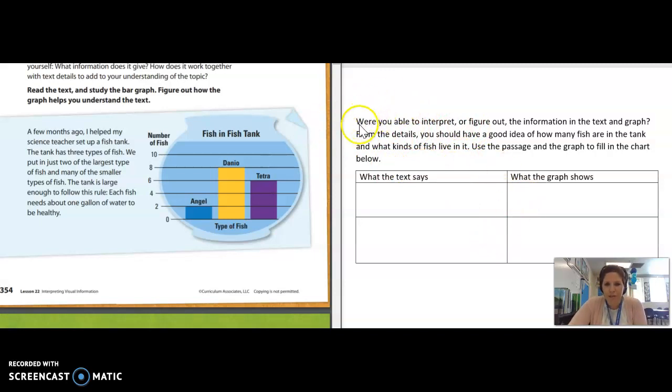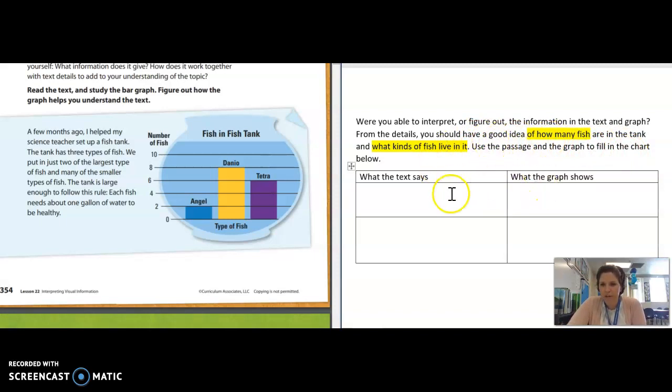So I have a question here. We want to follow along. It says, were you able to interpret? That means figure out the information in the text and graph. From the details, you should have a good idea of how many fish are in the tank and what kinds of fish live in it. So there's two things that I'm thinking about here. And my directions are to use the passage and the graph to fill in the chart below.